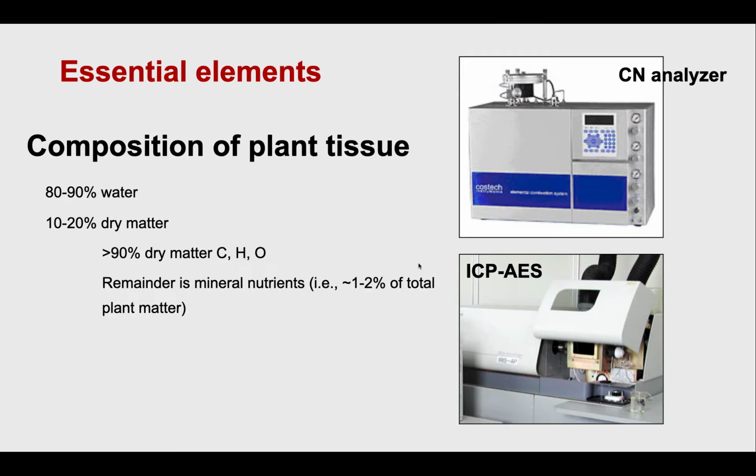right? And I put up some images here of some different machines that I have used in the course of my research to specifically analyze how much carbon and nitrogen are in a leaf, using the carbon nitrogen analyzer, or using this ICP machine up here, we can analyze a whole bunch of different elements found within plants.